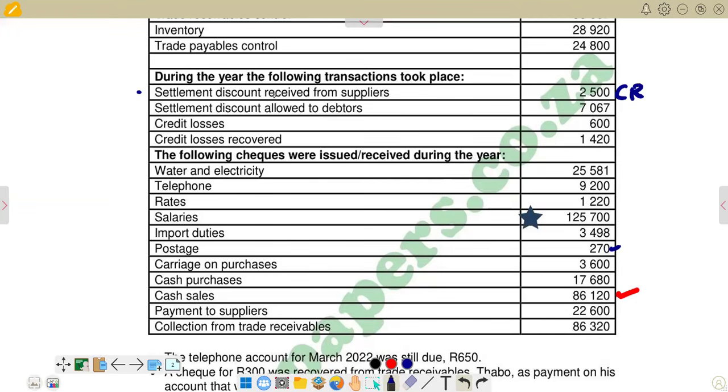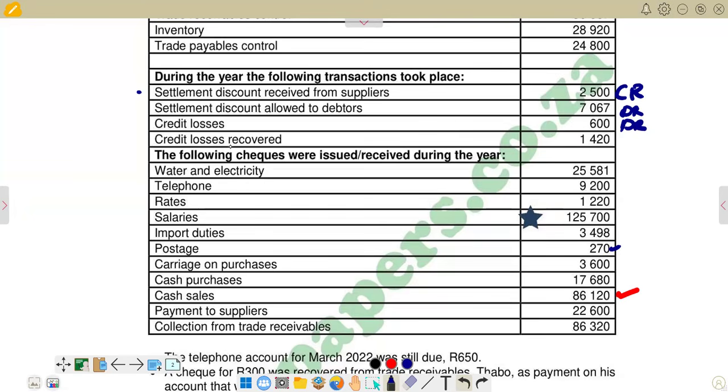Remember, this is an income we received. So this one, settlement discount allowed to debtors, it's an expense supposed to come on the debit. And then we've got credit losses, it's an expense again, supposed to come on the debit. So we can pick those ones and enter them there.